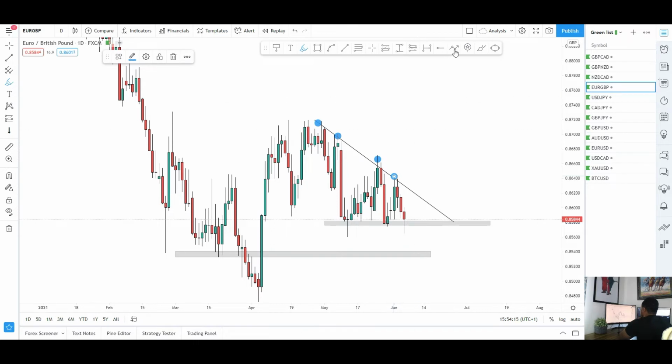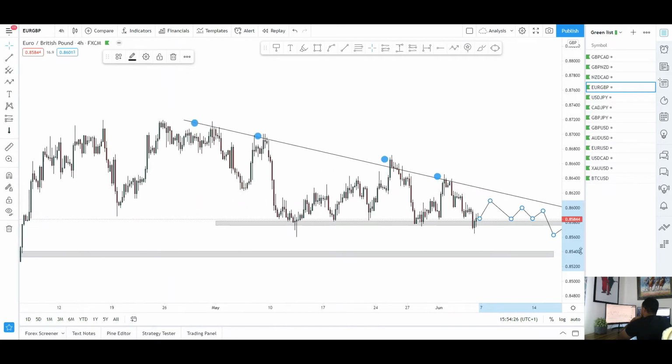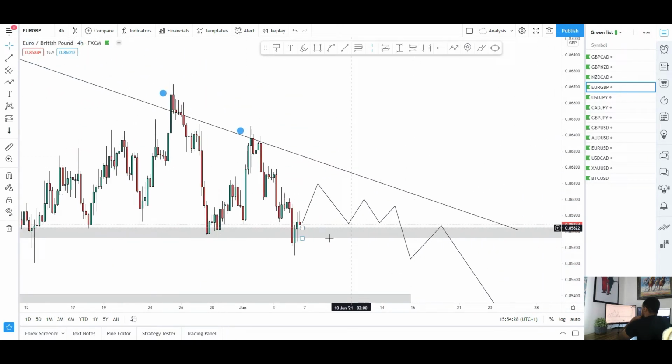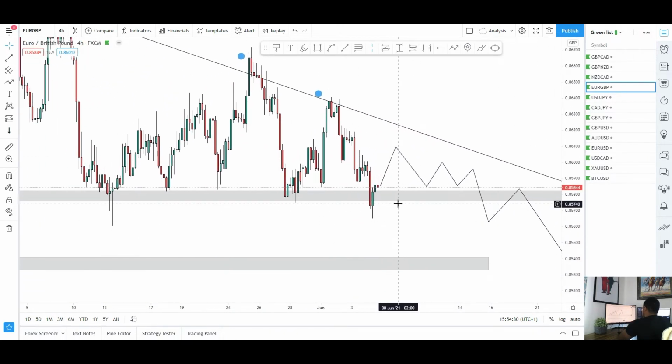And I do think we'll probably see a continuation of that, the price kind of consolidate between the trend line and that support. And if you do see a break of that support, can look to take that a lot lower to the downside. If you do get a break of the trend line, then potentially probably see a reversal, but right now I'm still favoring more downside for Euro GBP.